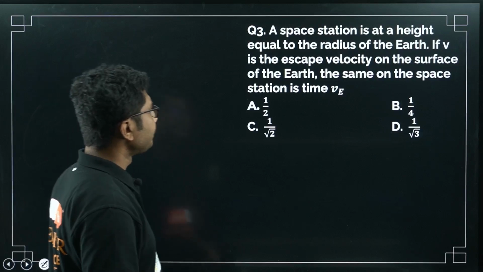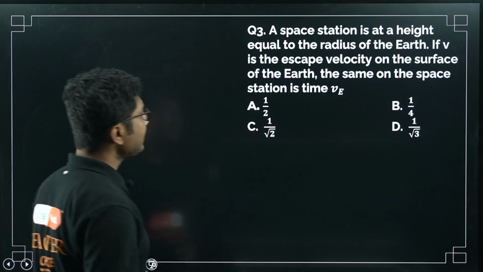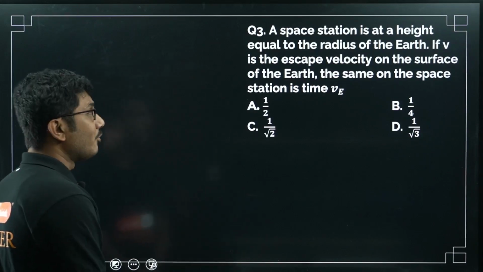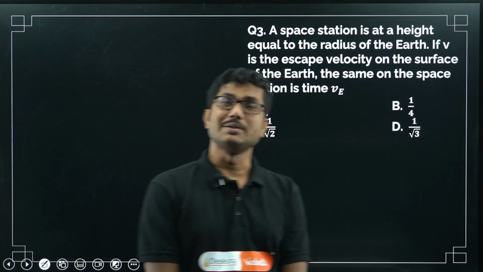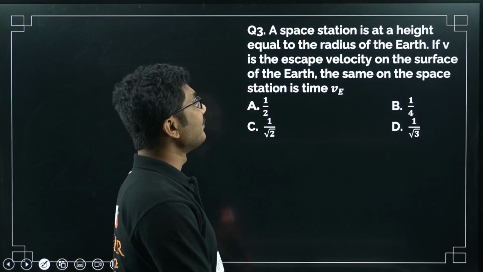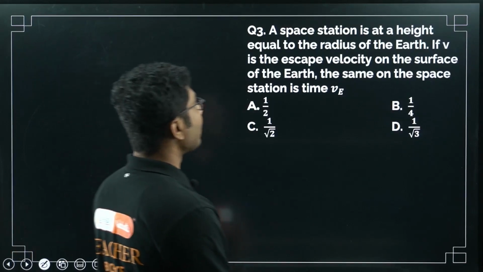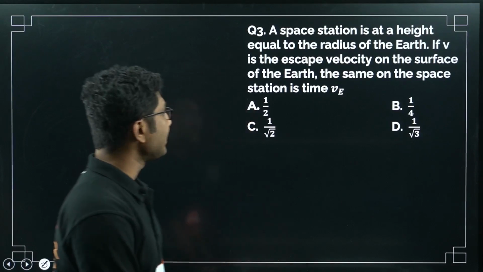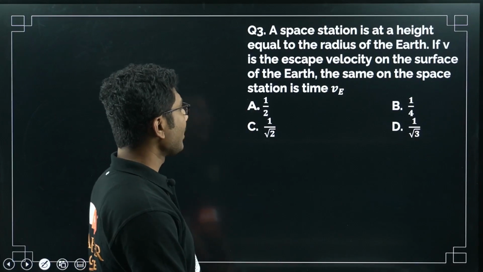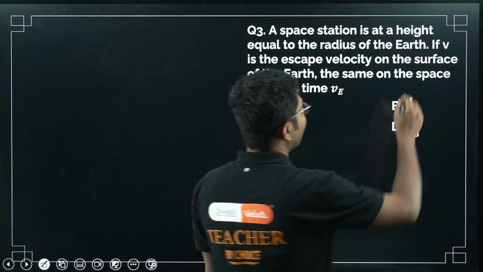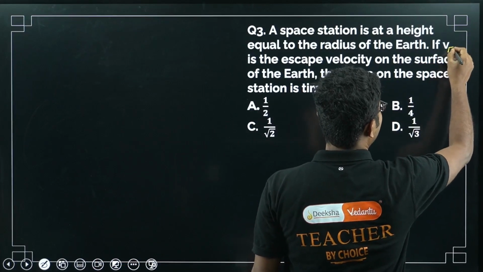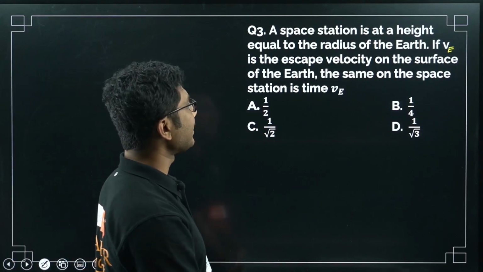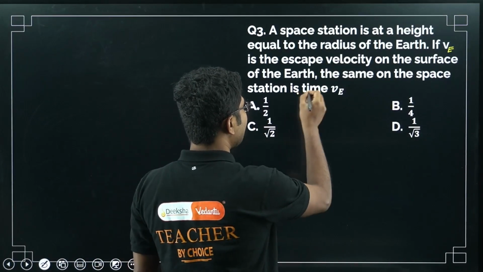Question number 3. A space station at a height equal to the radius of the earth. Okay, so the first line of the question is similar to the previous question, but there is a difference. If VE is the escape velocity on the surface of the earth, then the same on the space station is dash times VE.